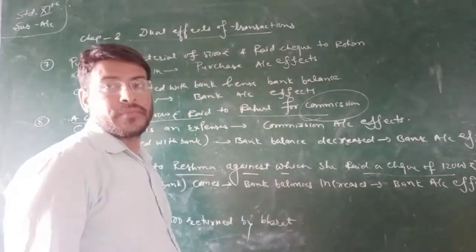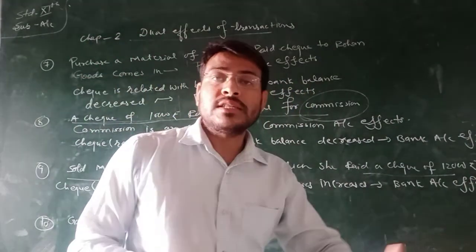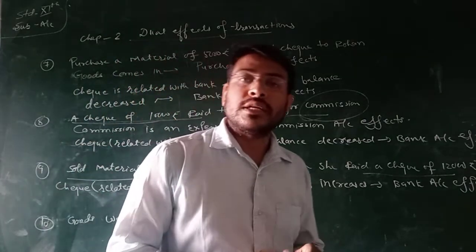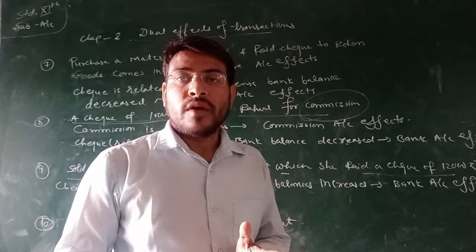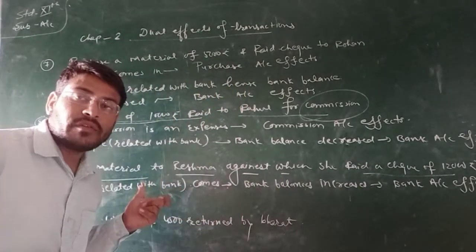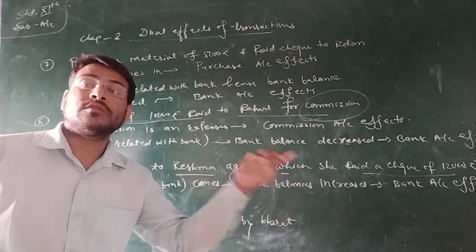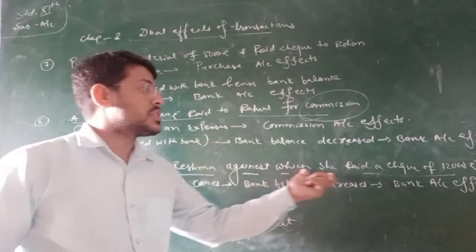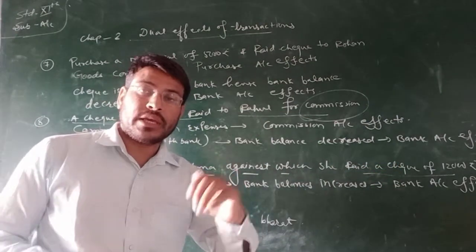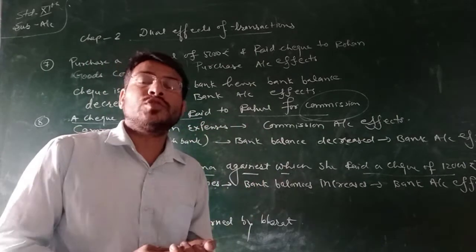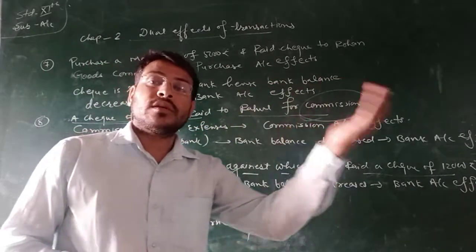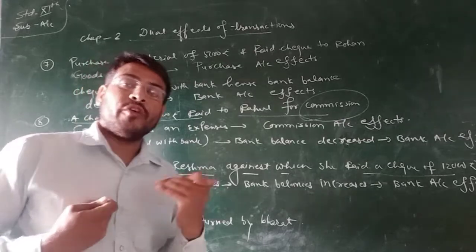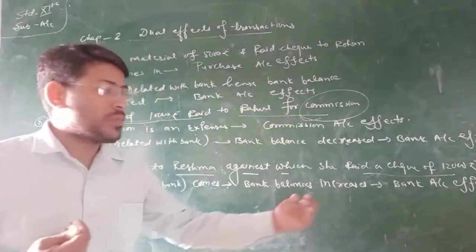On the other hand, we are selling the goods. To whom we are selling is not needed over here. Why is it not needed? Because it is completely a cash transaction. How could you say that it's a cash transaction? It is given in the statement that a check of 12,000 is received: sold material to Reshma against which she paid. Reshma is paying to us, as we are selling goods to her, right? She is the giver of money, so we are the receiver of the money. Money comes into our business in the form of a check, which means bank balance will be increased, so the bank account will be affected.